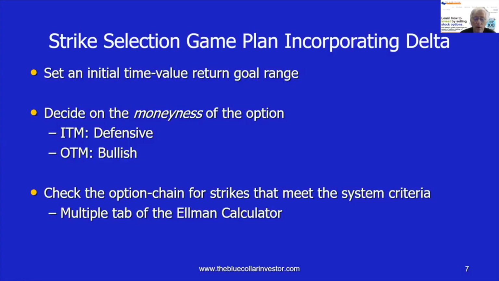That strike will then have a particular delta. But we got there by incorporating what our goals are, and one of them is not to achieve a specific delta. And we could check these option chains and then put that information into the multiple tab of the Elman calculator, and that will do all these calculations for us.